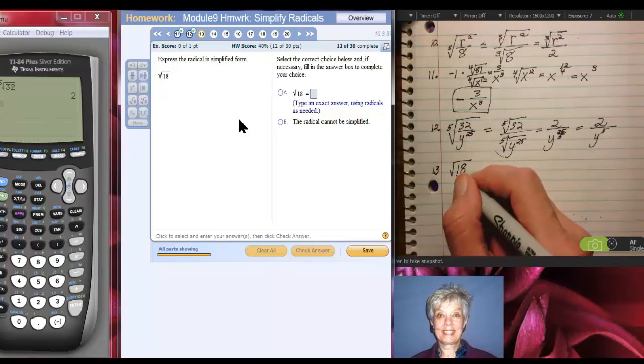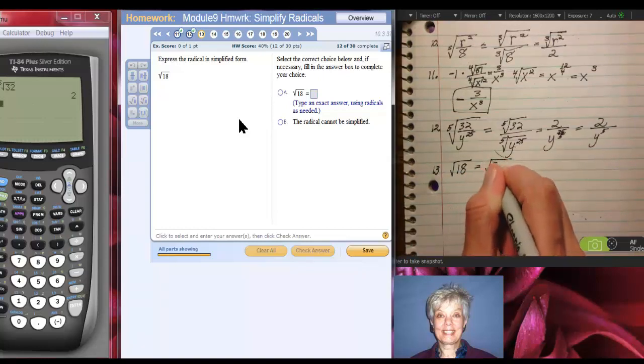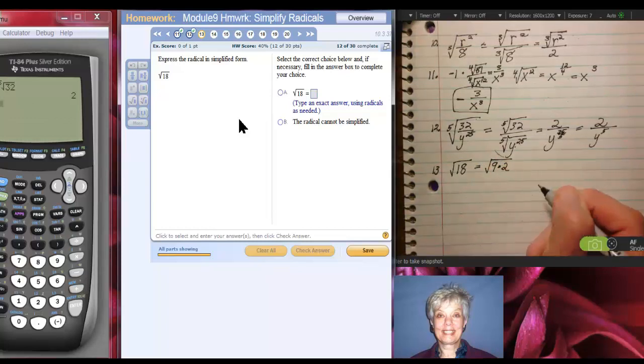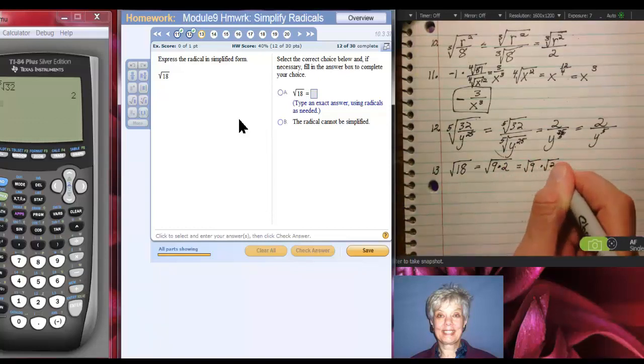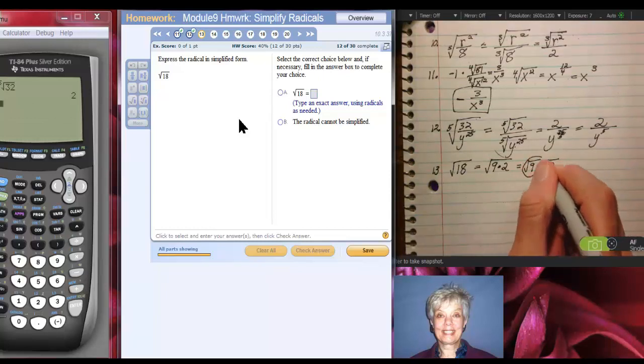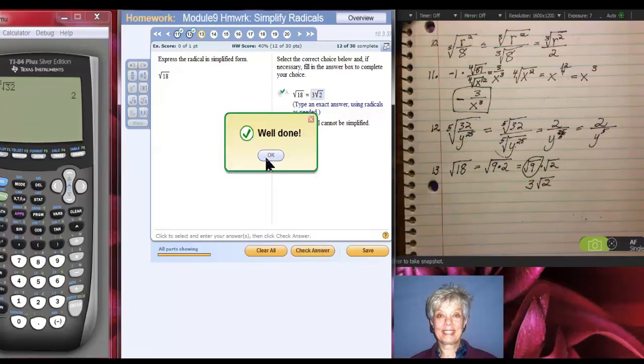You know that 9 is a perfect square. The square root of 9 is 3. So the square root of 18 is going to be the square root of 9 times 2, which is the square root of 9 times the square root of 2. The square root of 9 is 3, so our answer is going to be 3 times the square root of 2. And that is the exact answer. So my answer is going to be 3, and then square root radical, and then 2. Check my answer, and that's correct.